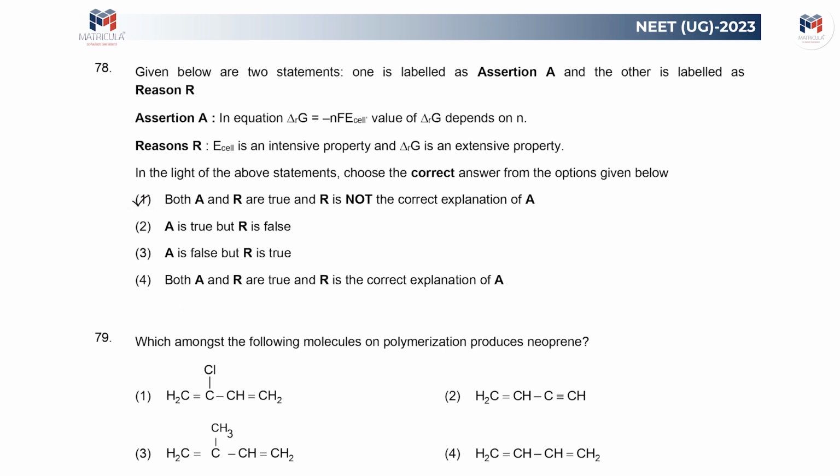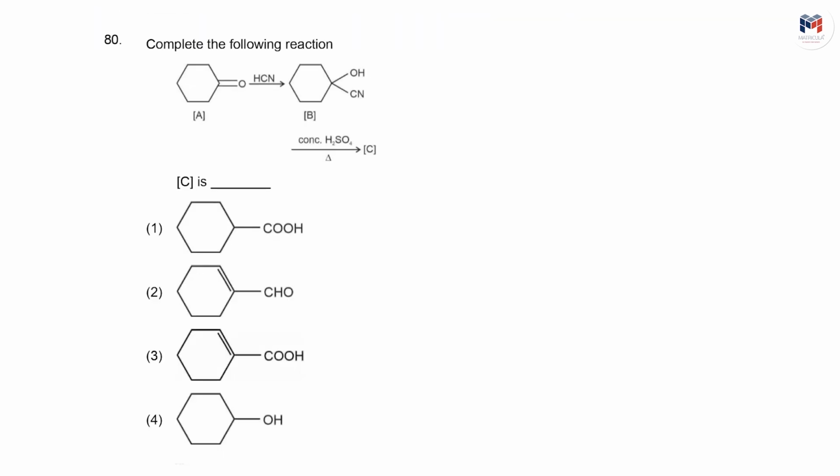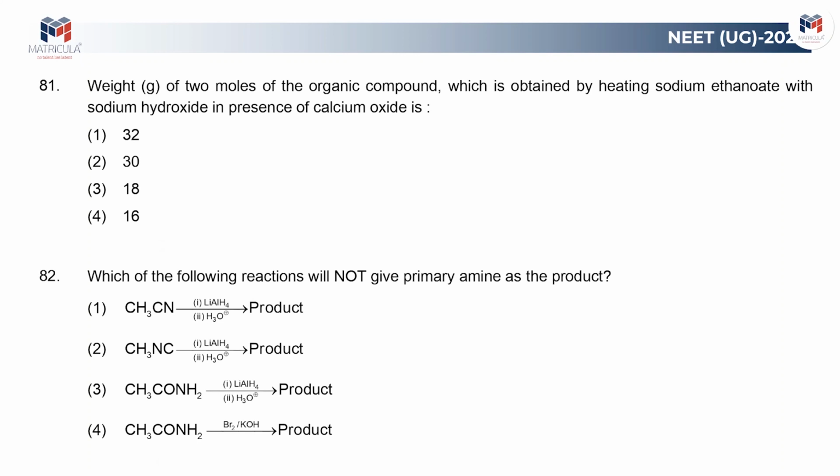Question number 79. Which amongst the following molecules on polymerization produces neoprene? The answer is option number 1. Question number 80. Complete the following reaction where C is, the answer is option number 3. Question number 81. Weight of 2 moles of organic compound which is obtained by heating sodium ethanoate with sodium hydroxide in presence of calcium oxide is, the answer is option number 1, 32.